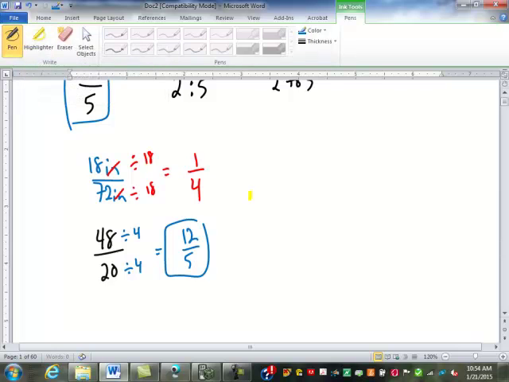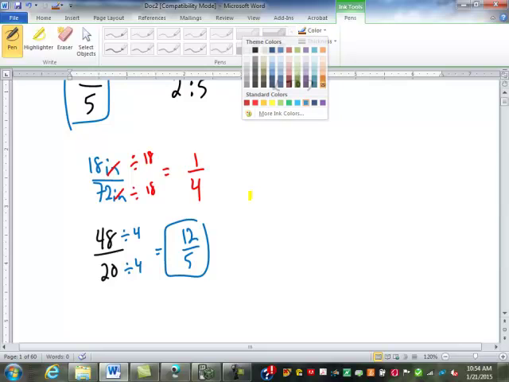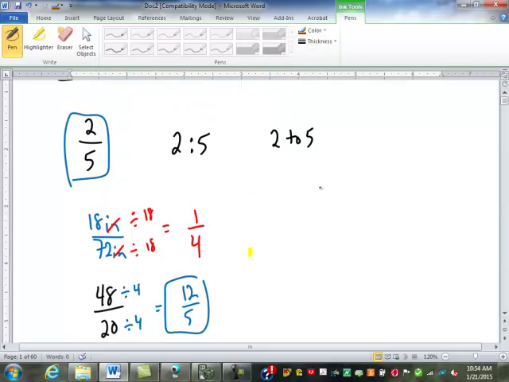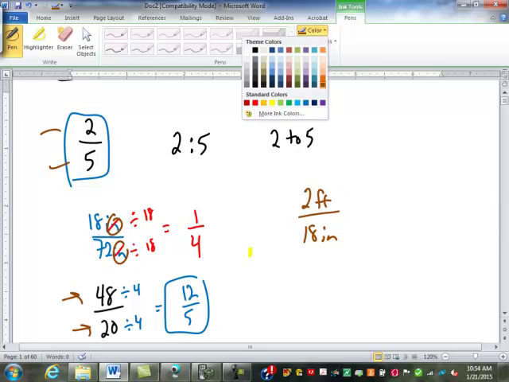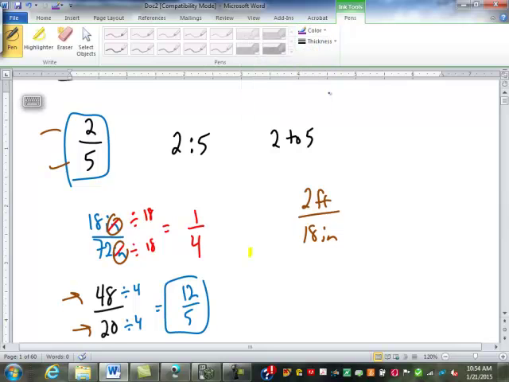Now you'll notice in all the examples I've done so far, I compared students to students, inches to inches, again, students to students. I compared 2 things that have the same label or the same name. If I have like 2 feet compared to 18 inches, is that truly a ratio? Not the way it's written right now, because it's feet compared to inches. To be a ratio, it has to compare 2 things with the same label. I can change that, however, into 24 inches to 18 inches.